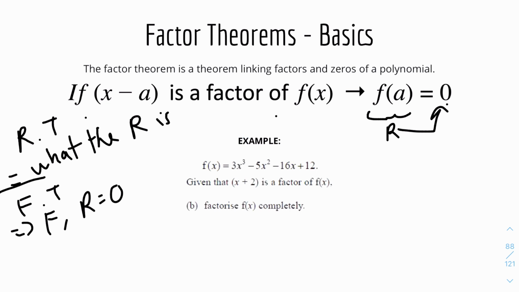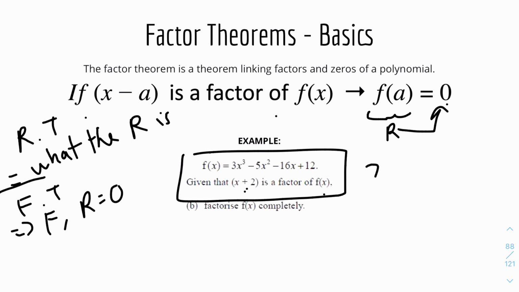To show what I mean, let's say you have this example right here. f of x equals 3x cubed minus 5x squared minus 16x plus 12. Given that x plus 2 is a factor of f of x, let's just focus on this point first. So it's given us that x plus 2 is a factor of f of x. That means that to find what to put into the f of x, it will be x plus 2 equals 0 and x equals minus 2. That means that you have to substitute the x by minus 2 in the f of x to find the remainder.